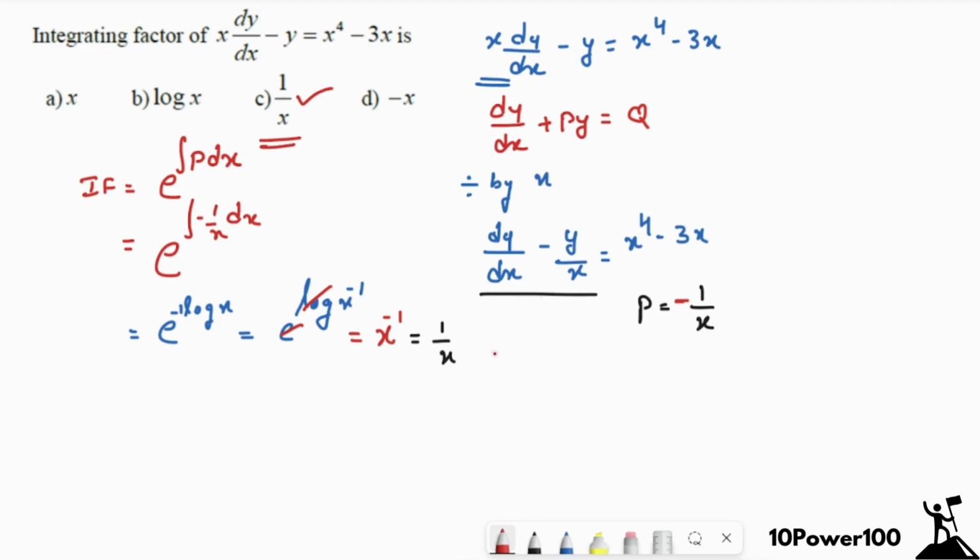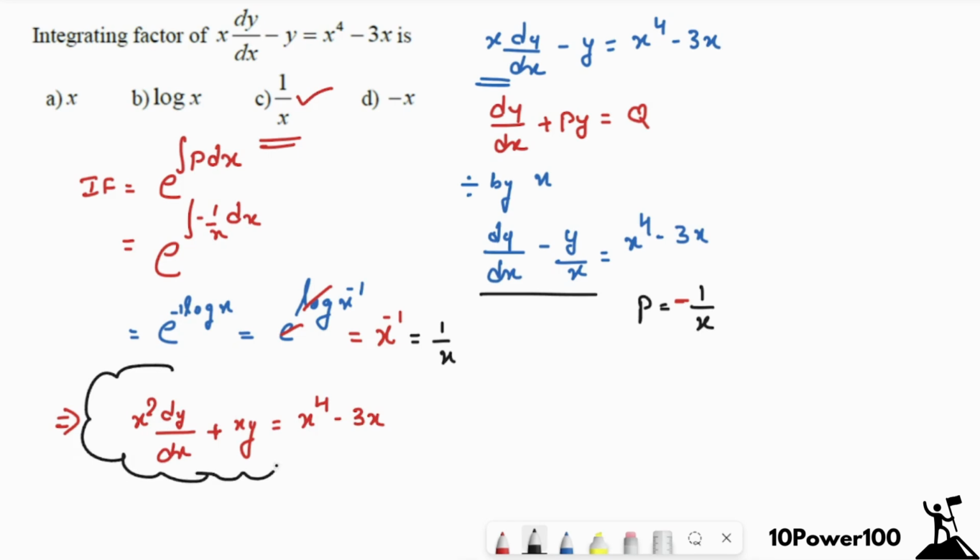Now your homework question, so take this down. I want you to find the integrating factor for x square dy by dx plus xy is equal to x power 4 minus 3x. For this I want you to find the integrating factor and comment your answers in the comment section.